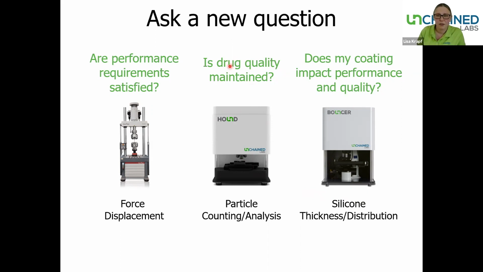If you're concerned about drug quality, Hound is a great tool for particle counting and identification of particles in your product. And you can use it to find out about your drug product quality. And combining Hound with the information Bouncer gives you, you can actually find out if the drug product quality issues you might see using Hound could be caused by a bad siliconization, where Bouncer can give you information about that, for example, if some silicone migrated into the product and caused aggregation of proteins.